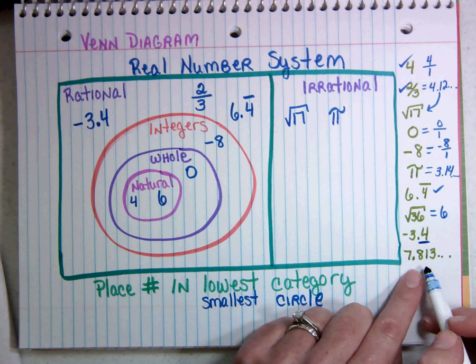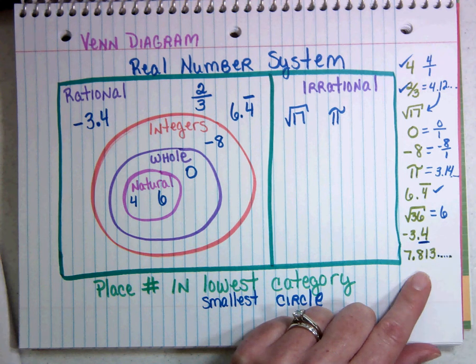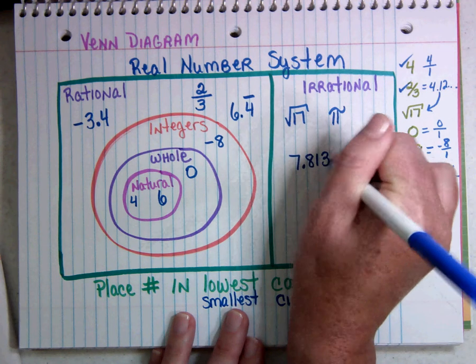Okay, last one. I've given you some examples like this where we have ... which means our number keeps going on forever and ever and ever. And if it goes on forever and ever and ever, can we write it as a fraction? Nope. So we're going to write it here. It is an irrational number.